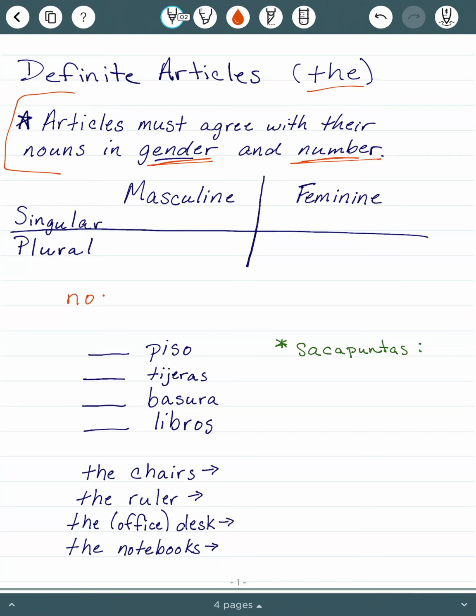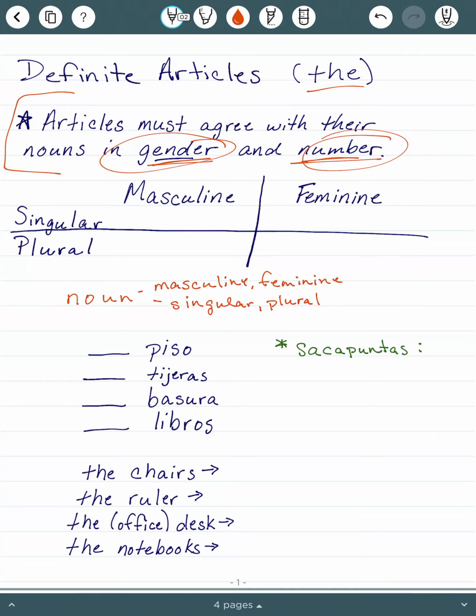So remember, nouns can either be masculine or feminine, and there's usually an ending that clues you in to which it is. And that's what we mean when we say gender. They also can be singular or plural, and that's what we're talking about when we say number. So let's just get right to it.